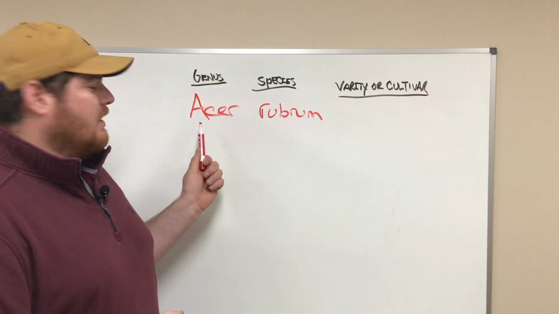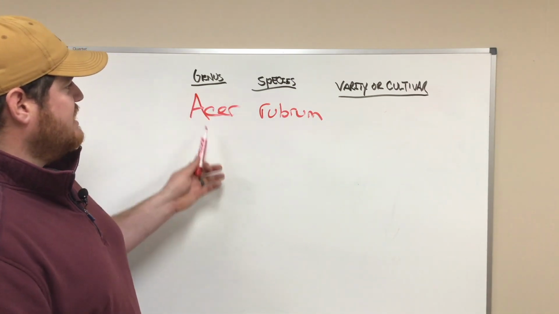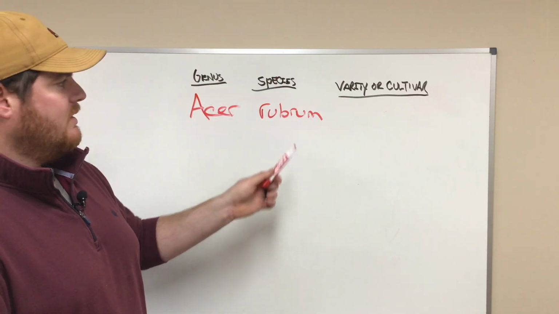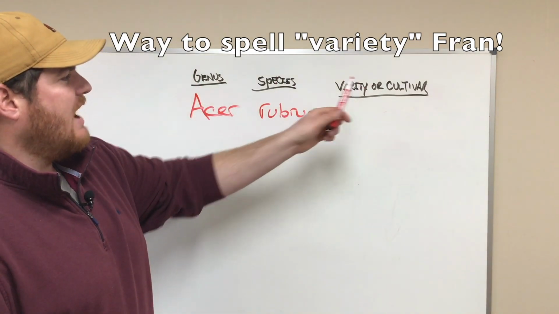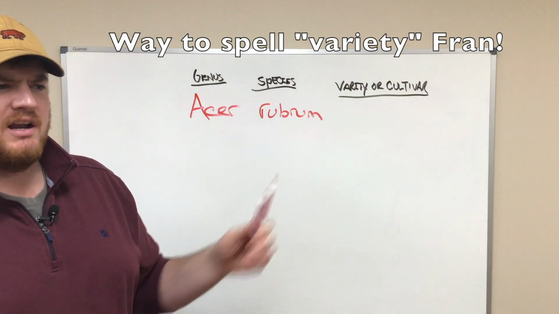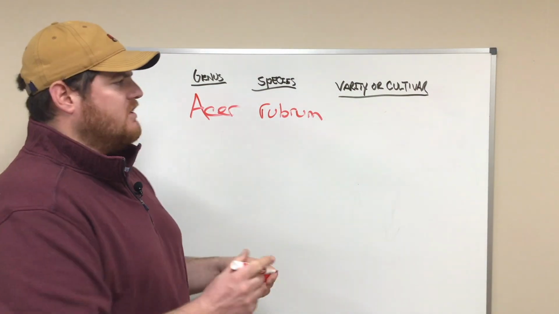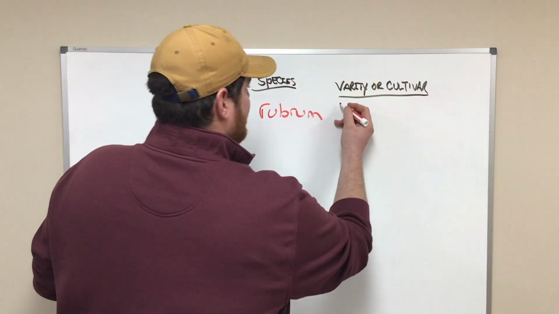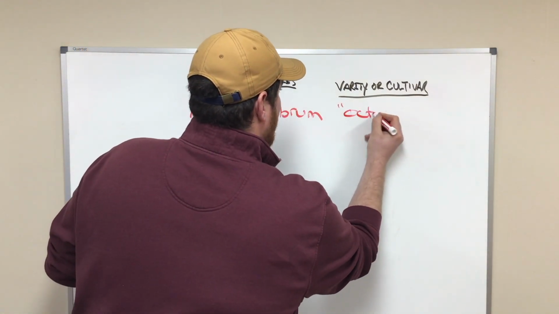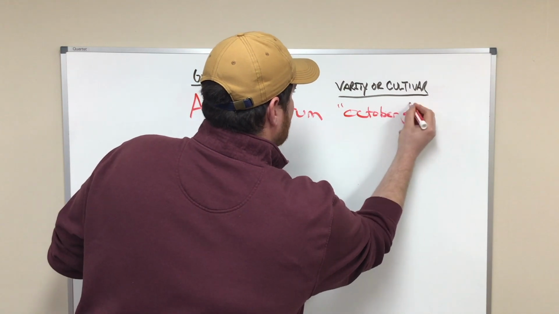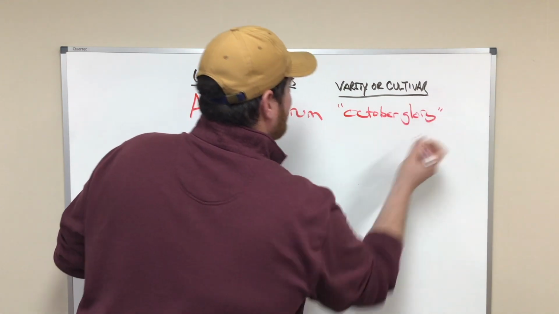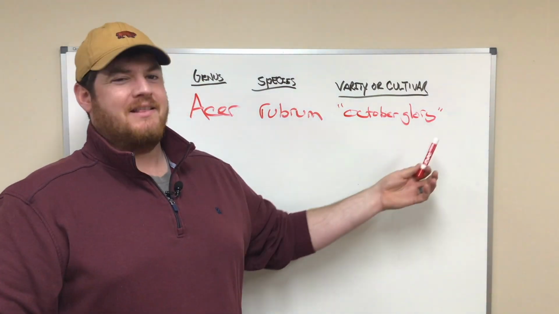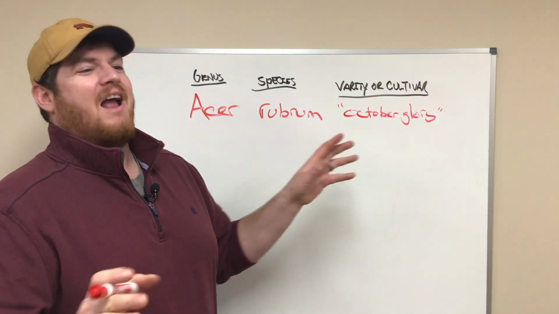So going back to red maples. You have the genus and then you have the species. So genus Acer, species rubrum. And then you see that we have this variety or cultivar tag over here. And this is something, if you're going to a garden center, you're more likely to see. So one variety of red maple is October Glory. Probably one of the most popular varieties of red maple out there. And that's because in October, it turns a really beautiful fiery red.